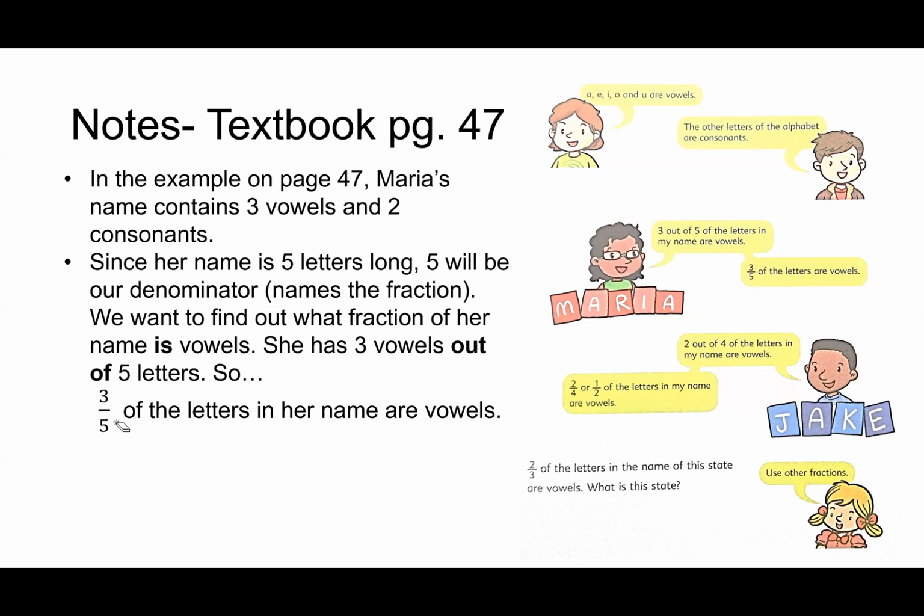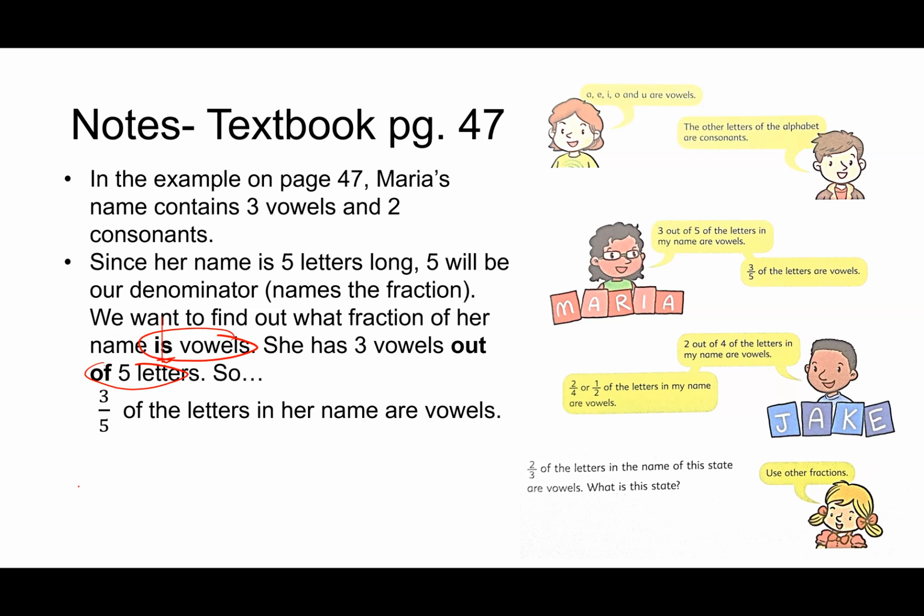Does that make sense so far? See how I used the language in the word problem to set up my fraction? My is vowels. She has 3 vowels in her name. My of is 5 letters. She has 5 total letters in her name. That's a really easy one so that you can see that example. In the future, they might not be that easy.